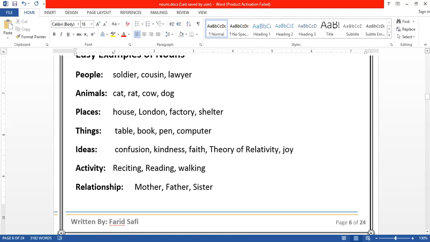A noun can be the name of any action or activity, like reciting, cooking, reading, walking, talking. So all activities, in terms of gerund, we will inshallah study later on. So a noun can be the name of any action. A noun can also be the name of a relationship, like mother, father, sister, brother, uncle, etc.